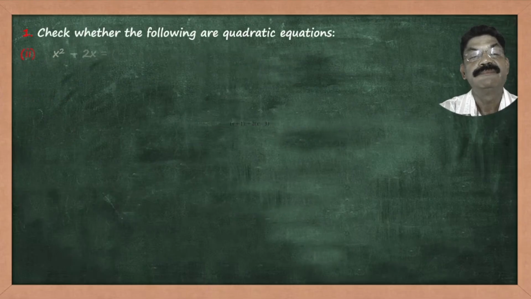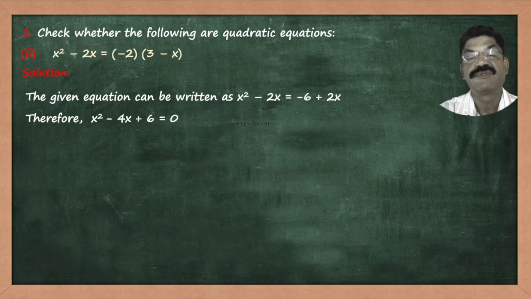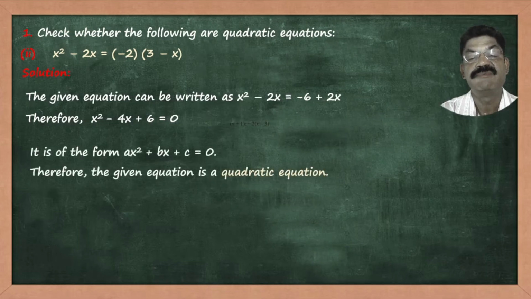Next is the second problem. x square minus 2x is equal to minus 2 into (3 minus x). So x square minus 2x is equal to minus 6 plus 2x. After expanding, I get it like this. Now you bring all the terms to the left hand side. So x square minus 4x plus 6 is equal to 0. Definitely it is of the form ax square plus bx plus c equal to 0. Therefore, it is a quadratic equation. These are all simple problems. The only thing you have to do is expand and reduce.